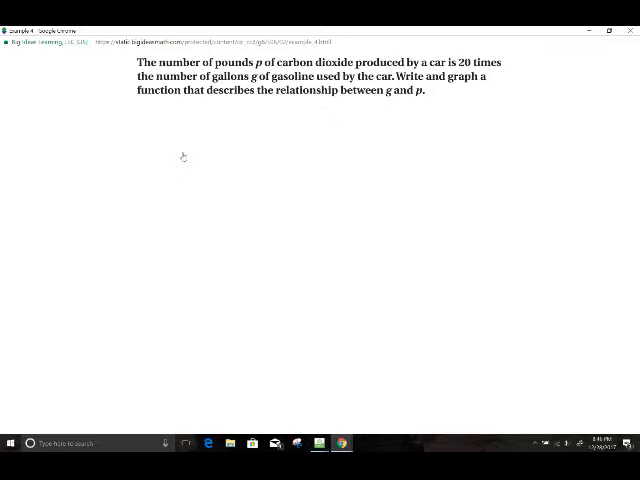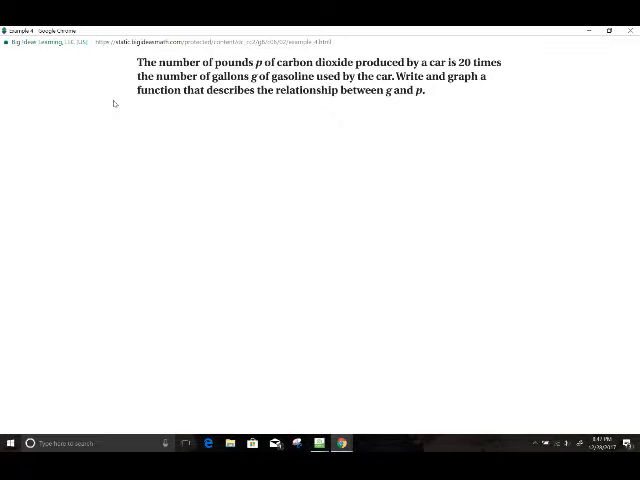Okay, so we've got this word problem. The number of pounds, P as a variable, of carbon dioxide produced by a car is 20 times the number of gallons, G, of gasoline used by the car. Write and graph a function that describes the relationship between G and P. So we're trying to make an equation that describes that relationship.